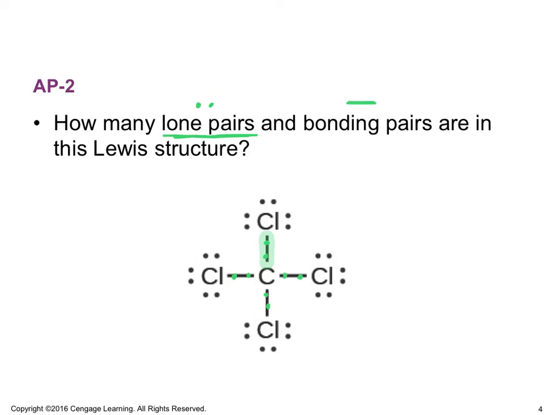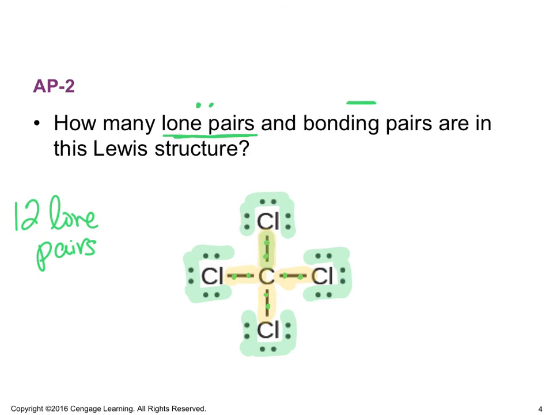So how many lone pairs are in this structure? We have 1, 2, 3, 4, 5, 6, 7, 8, 9, 10, 11, 12. So 12 pairs, so 12 lone pairs, which is a total of 24 non-bonding electrons. And then for bonding pairs, we have 1, 2, 3, 4 bonding pairs, for a total of 8 bonding electrons.